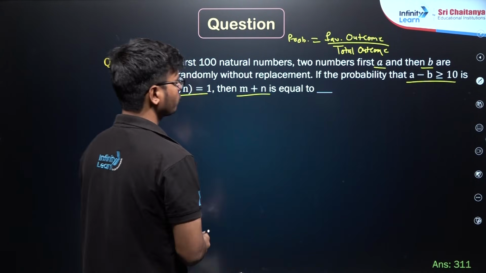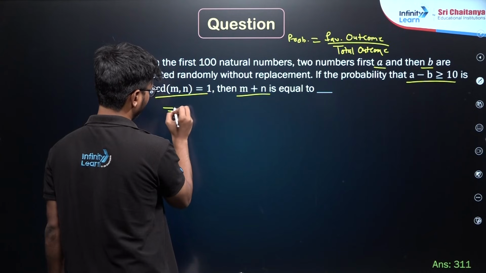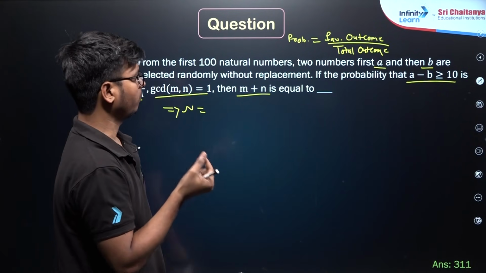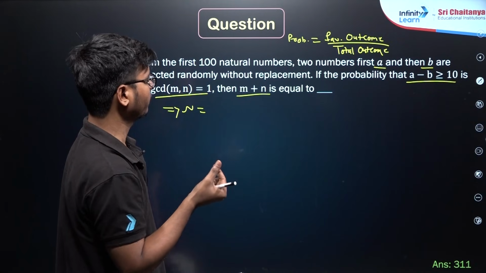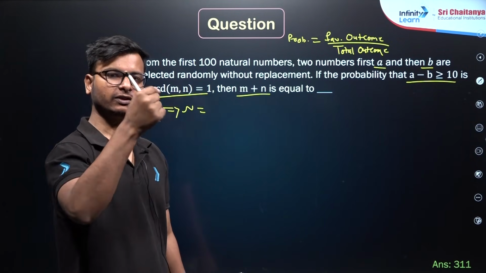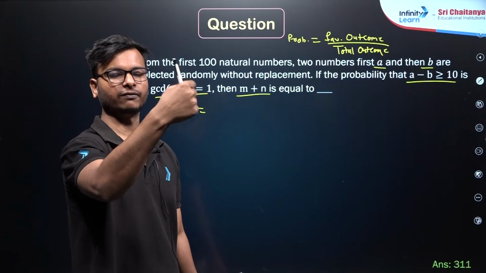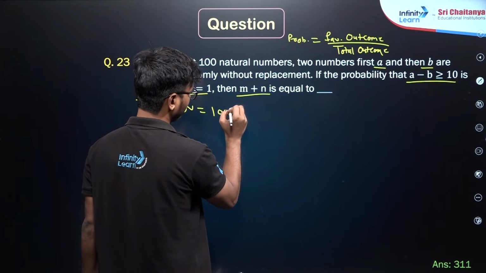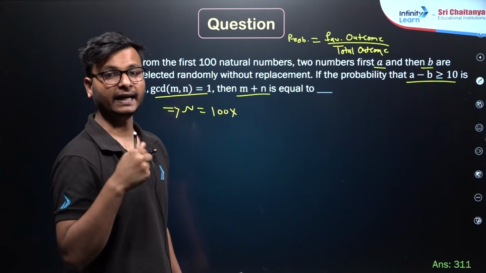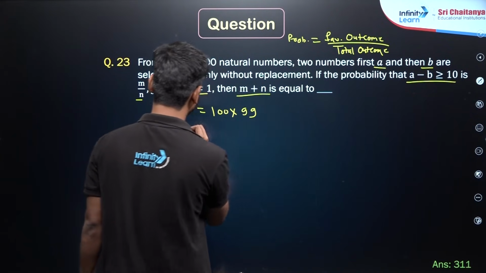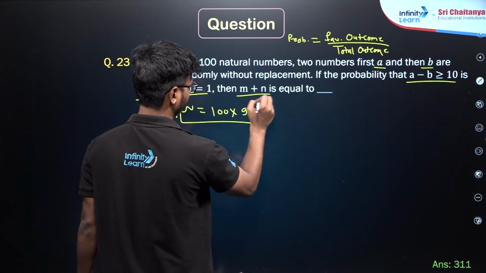Correct? So what is the total outcome if you observe? For the first number, with 2 numbers A and B, we are having a total of 100 options. You can choose 1, you can choose 2, you can choose 3, 4 and so on. So for the first we are having 100, but for the second we are having 99. So it will be 100 into 99, that is the total possibility.